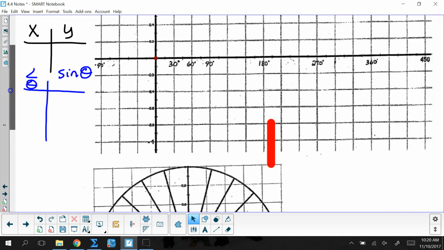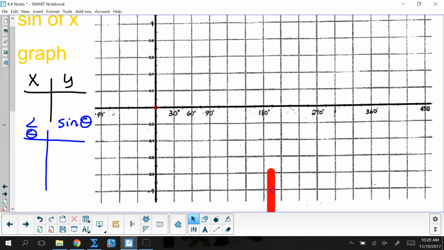So now I'm going to go back up to my graph. I'm going to take that piece of spaghetti and put it at 30 degrees, and at the tip of my broken off piece of spaghetti, that's where my function would go through. Then you go to 60 degrees. Then you go to 90 degrees, and so on and so forth. Go all the way around the circle.